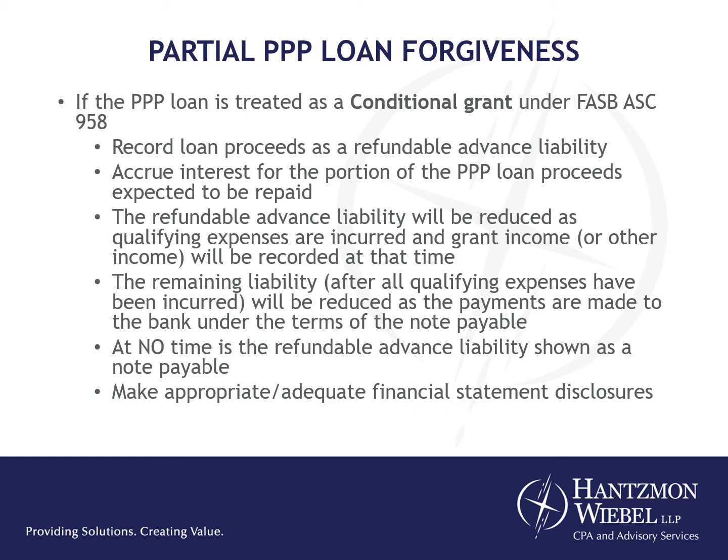If the accounting policy is to treat the PPP loan as a conditional grant under FASB 958, the loan proceeds will be recorded as a refundable advance liability on the balance sheet. The liability will be reduced and reclassified to grant income or other income when the qualifying expenses have been incurred. The amount left over will be the amount that must be repaid to the bank and will be reduced as payments are made over the term of the loan.